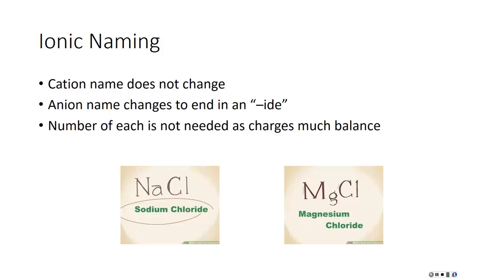And really, this is the basic rules for ionic compounds. As long as your compound is ionic, then these are going to hold true. So if we come over here to these examples, Be is the first one, so that's going to stay the same.